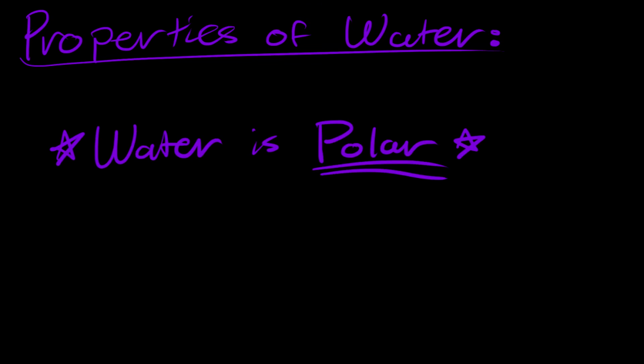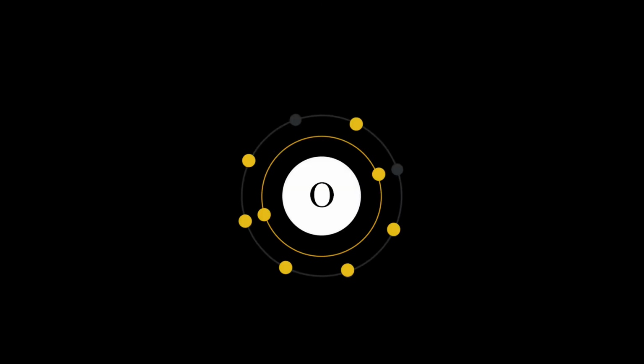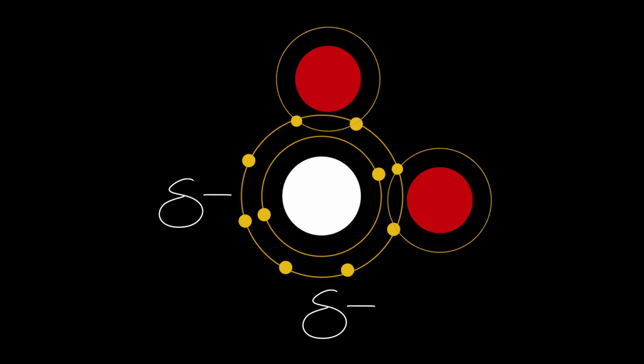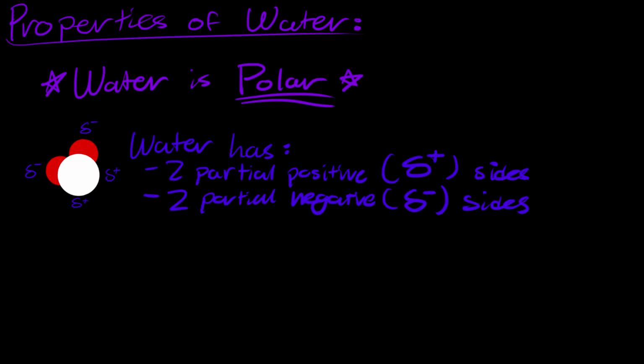First thing first, water is polar. Oxygen requires 2 more valence electrons to complete its outermost shell, so it pairs with 2 hydrogen atoms, forming covalent bonds. Oxygen, being more electronegative, pulls negatively charged electrons towards itself. This makes oxygen partially negative, while the attached hydrogen is partially positive. Distinct positive and negative sides means that water is polar.